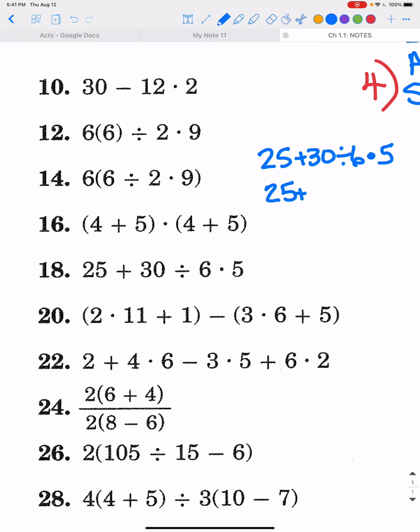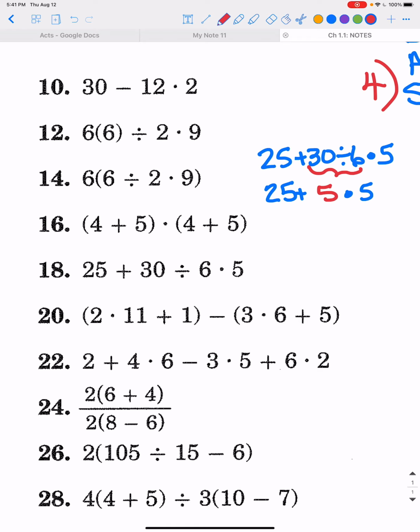All right, and so the first thing we're going to do, we have a division and a multiplication. Remember, those are on the same level, which means we do them left to right. So we grab these two, and we do that first. So 30 divided by 6 is 5, and then we've got that times 5 that we're going to drop down there because we haven't done anything with that.